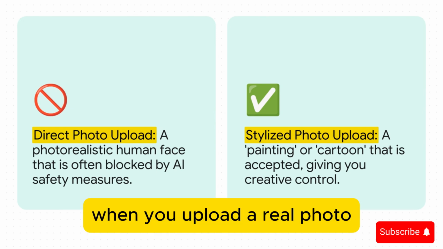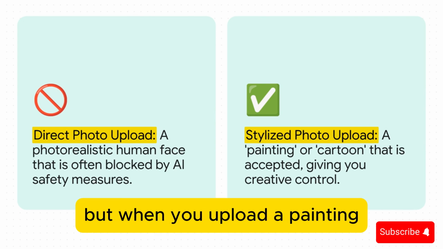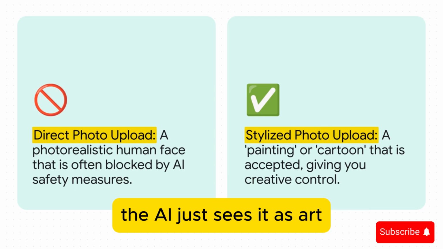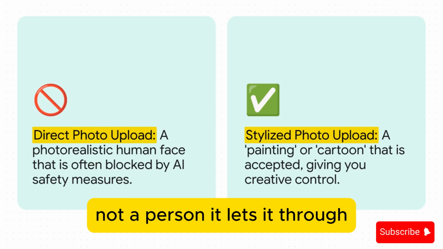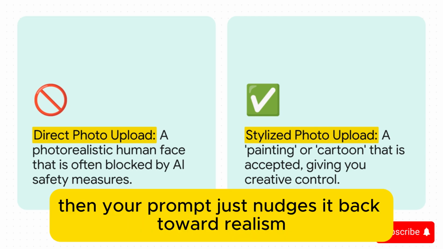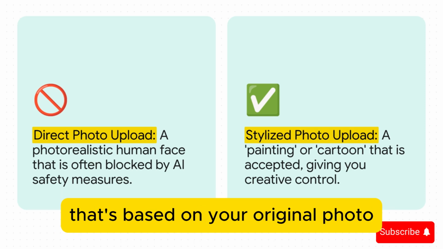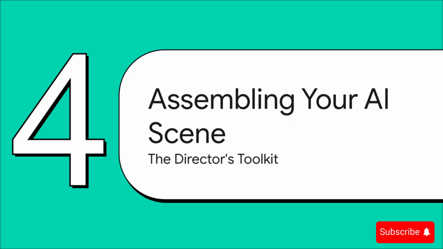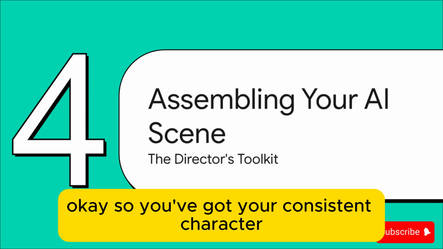It's honestly genius why this works. When you upload a real photo, the safety filter kicks in. But when you upload a painting, the AI just sees it as art, not a person. It lets it through. Then, your prompt just nudges it back toward realism, giving you a consistent character that's based on your original photo.